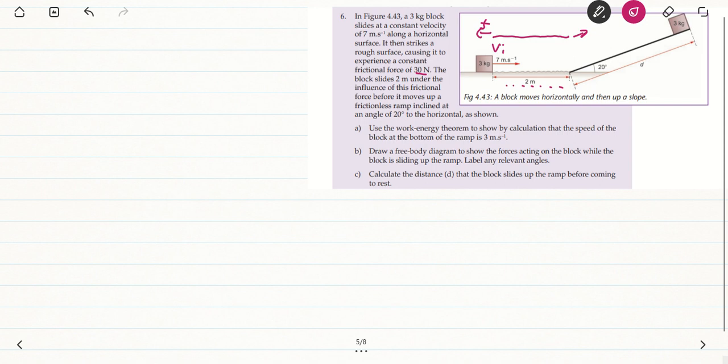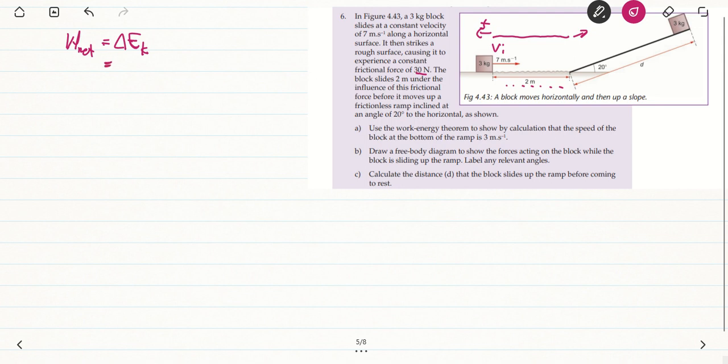Okay, so let's go to 6a. The question goes like this: use the work energy theorem to show by calculation that the speed of the block at the bottom of the ramp is 3 meters per second. We know that the work energy theorem says W net is equal to delta E K.